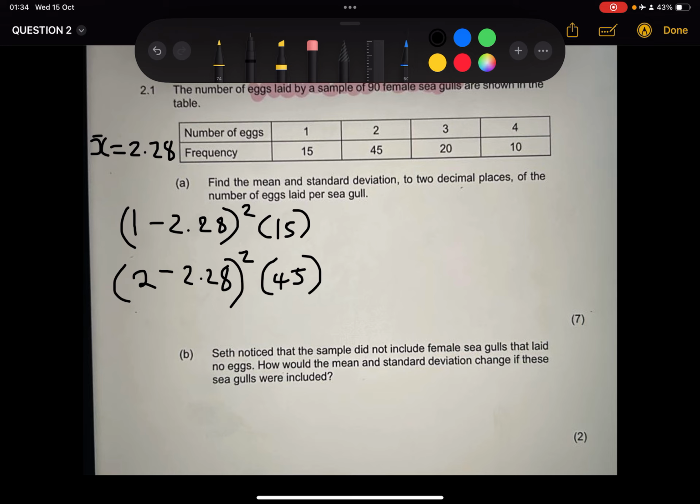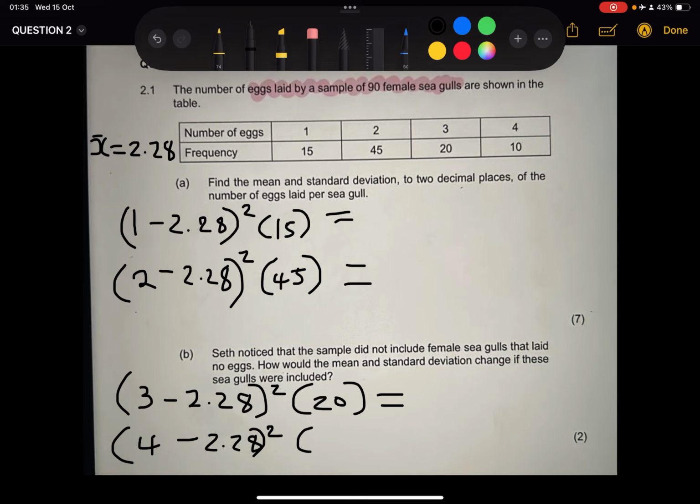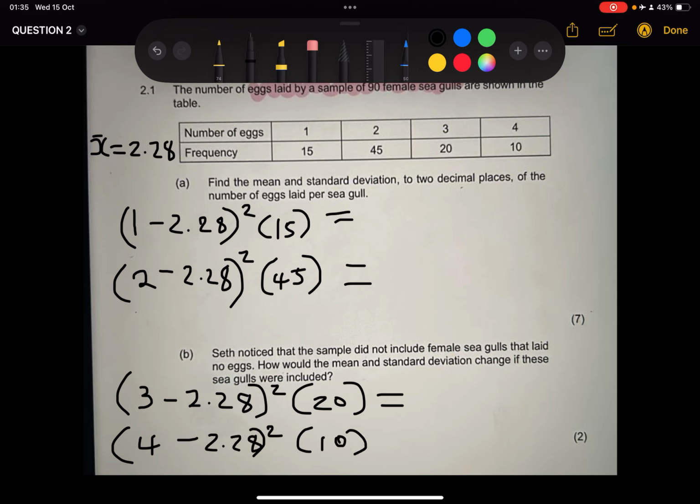Let me just edit at the bottom. I'll erase after. So it's gonna be 3 minus the mean squared times the corresponding frequency, and then it's gonna be 4 minus the mean squared multiplied by the corresponding frequency, right? Then pressing this on your calculator must give you 24.576.